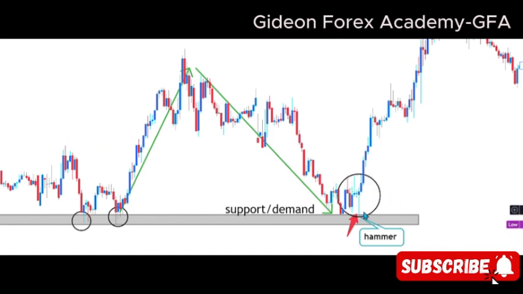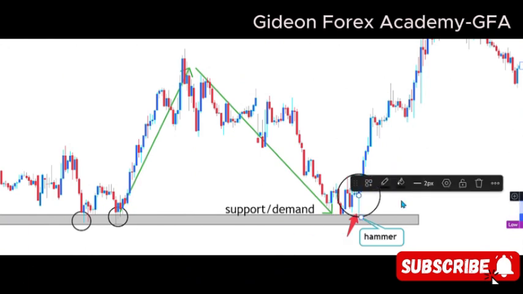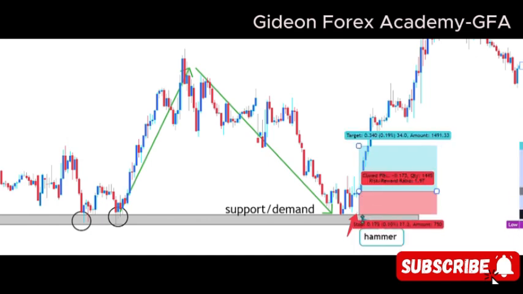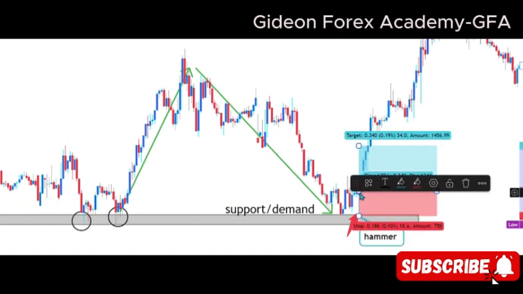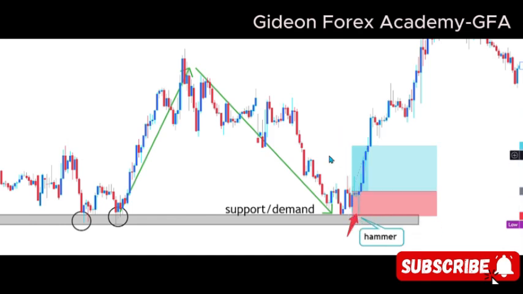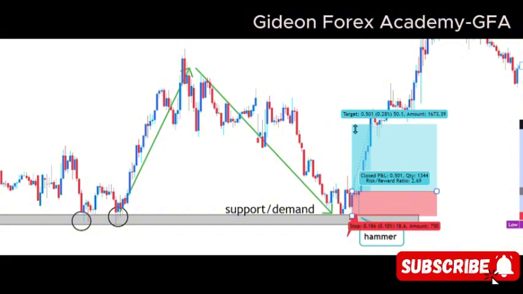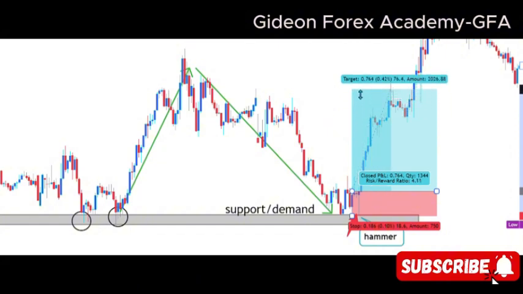After the close of that hammer, we are going to place our buy order just at the close of that candle and place our stop loss below the long wick of that hammer, because that is where liquidity is. Then we target a 1 to 2, or 1 to 3, or even 1 to 4 risk to reward ratio to the upside.